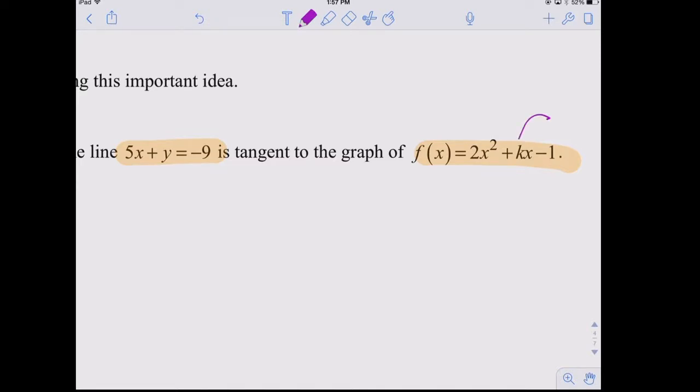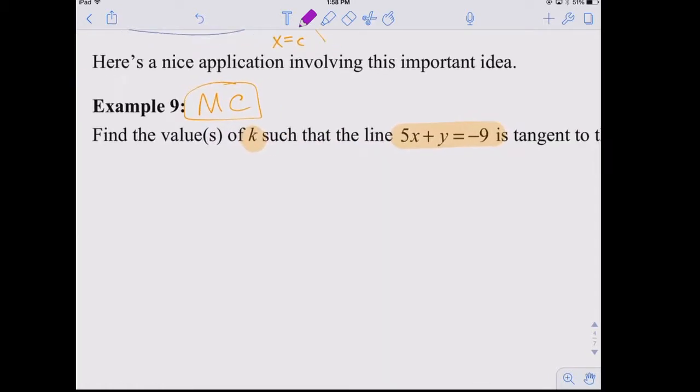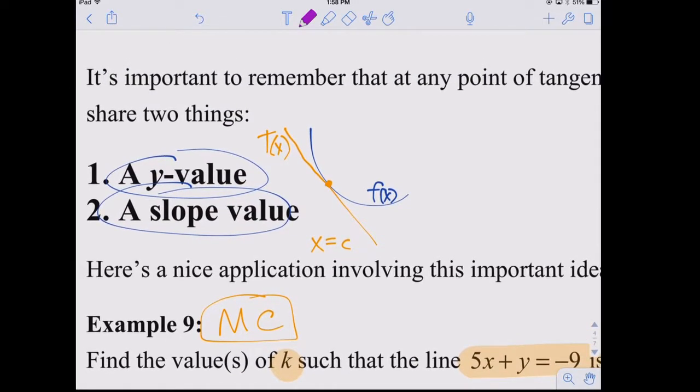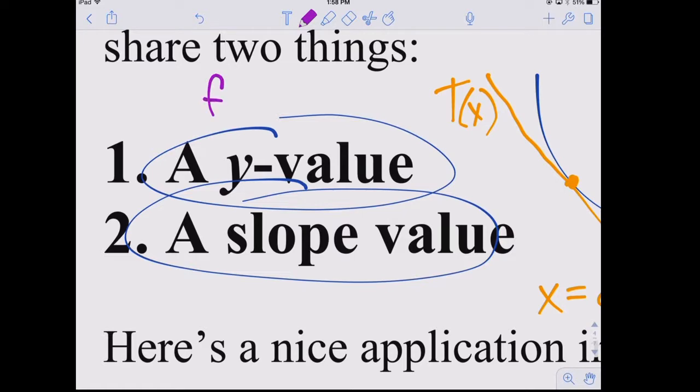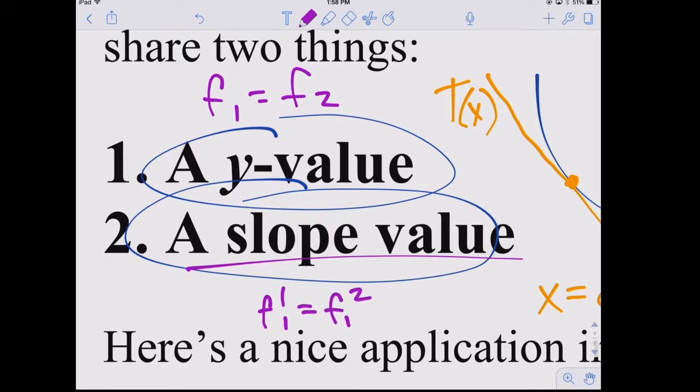Now, the k value that we're finding, notice, is only existing one place. It's the linear coefficient of my quadratic. How am I going to start a problem like that? Well, I know that at the value of x where it's tangent, the 2 functions are equal and their slopes are equal, which means their derivatives are equal, right? If their y values are the same, then f of 1 has to equal f of 2. And if their slopes are the same, then f prime of 1 has to equal f prime of 2. Yes? This gives us a way to establish a system of equations.